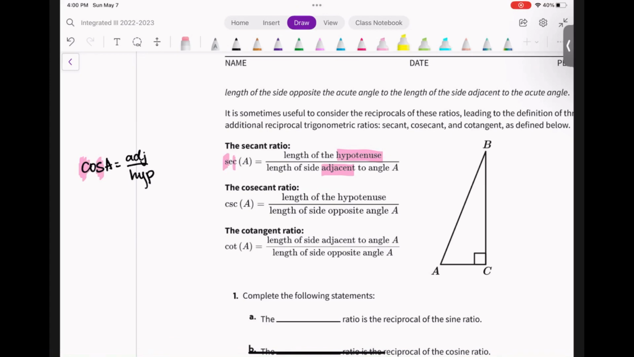Same thing goes with cosecant. This is hypotenuse over opposite. This reminds me of sine, which is opposite over hypotenuse, right? And then last but not least, cotangent, which is adjacent over opposite, which reminds me of tangent, and tangent is opposite over adjacent. So if you already know your sine, cosine, and tangent, secant, cosecant, cotangent are like their reciprocals.